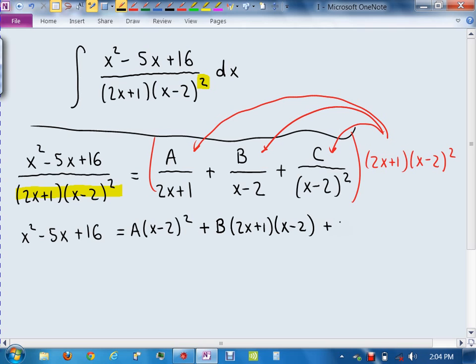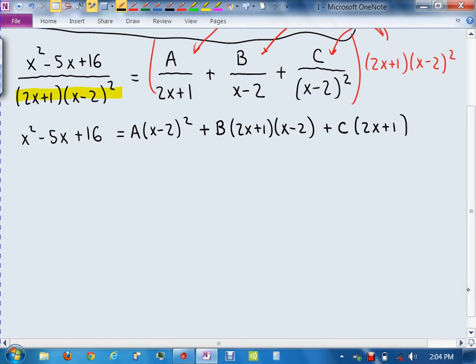What do we have now? Plus C, what's left here? 2x plus 1. Okay, so if you're getting a little tired or bored of this, please pay attention to this. Is there a way to get A? Can we kill off B and C? How can we kill off B and C? We can make that 0 and that 0, right? So we could let x be negative 1 over 2? Negative 1/2? Okay, fine, we could do that.